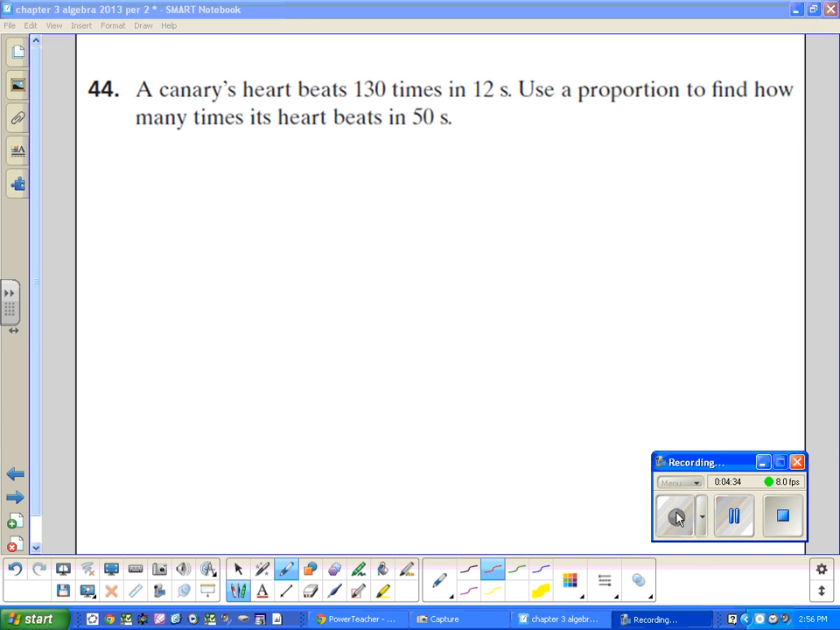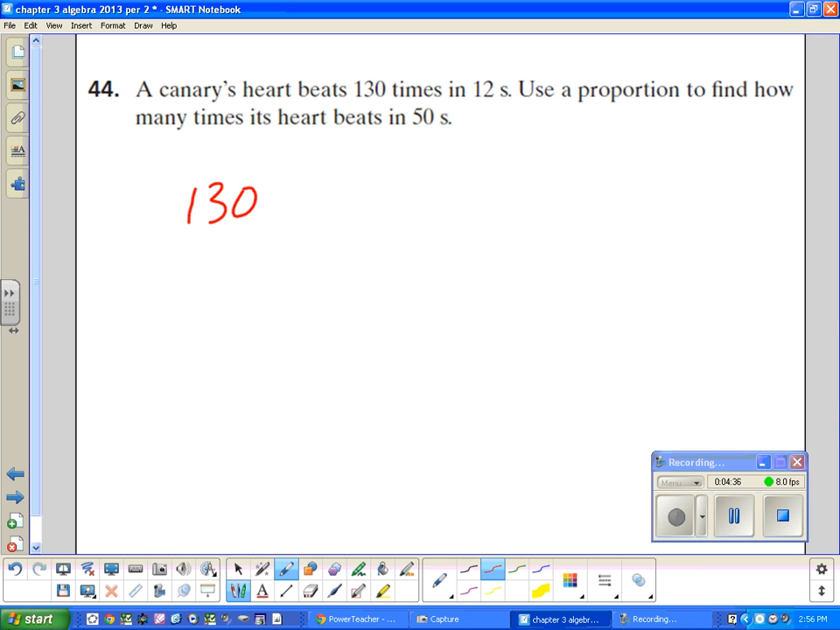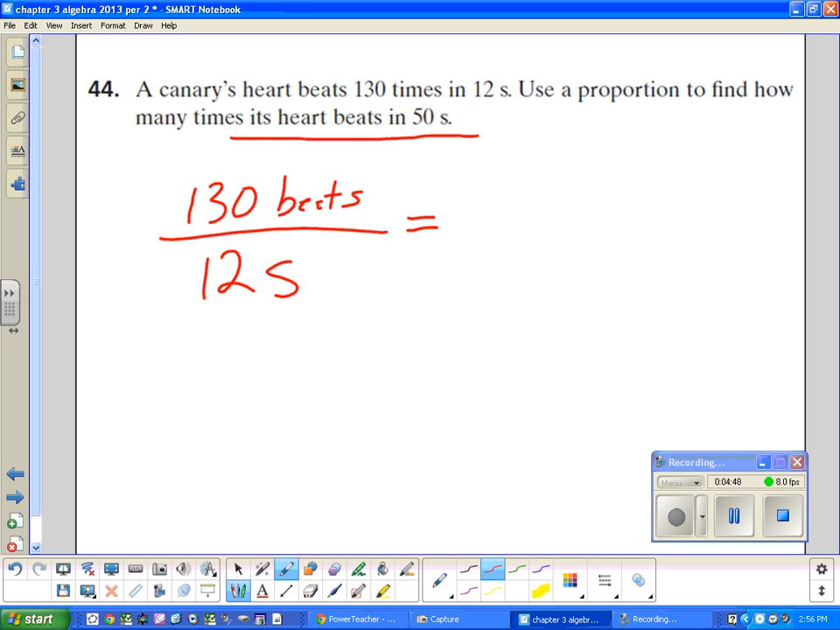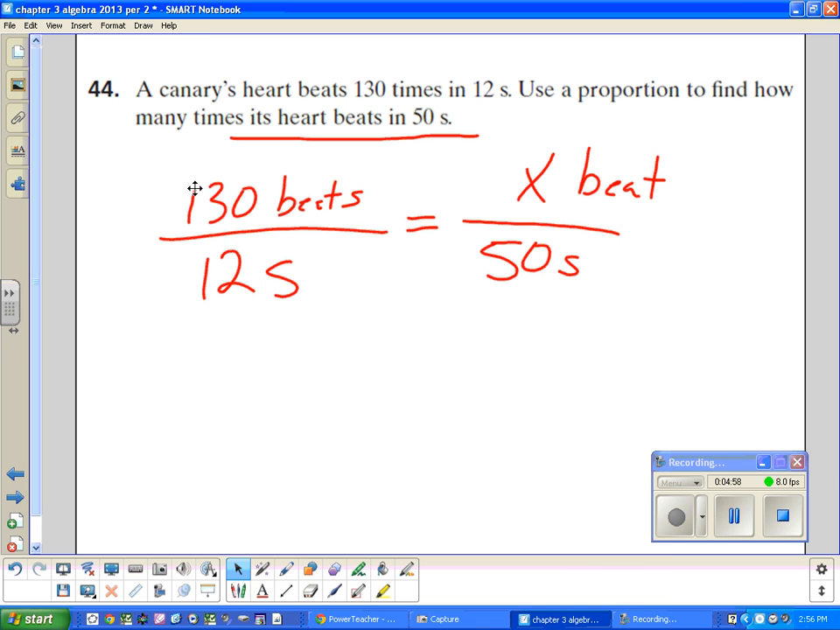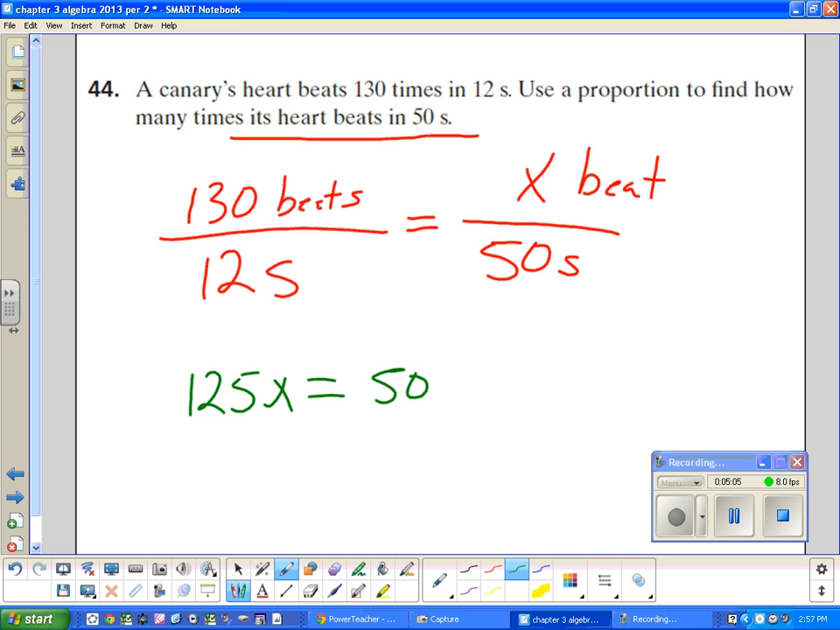We're going to do canary's heart beats 130 times, so that's 130 beats in 125 seconds. And we're going to compare that to how many times a heart beats in 50 seconds. So we're going to put 50 seconds on the bottom, and we don't know how many beats that is, so we're going to use x as our variable. And we could just cross multiply 125x equals 50 times 130. Okay, so that's our crisscross.